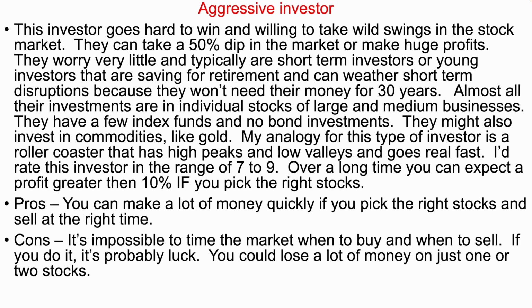And you probably can make a profit greater than 10%. So that's more than the moderate balanced type of investor. But, here's the but, only if you pick the right stocks. Pros, you can make a whole bunch of money really quickly if you pick the right stocks and sell at the right time. Cons, it is impossible to time the stock market.